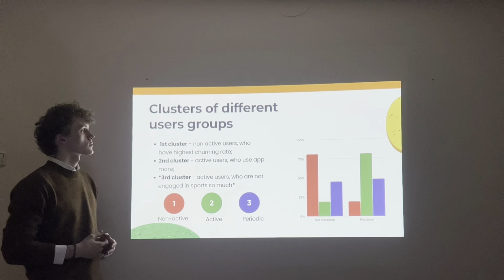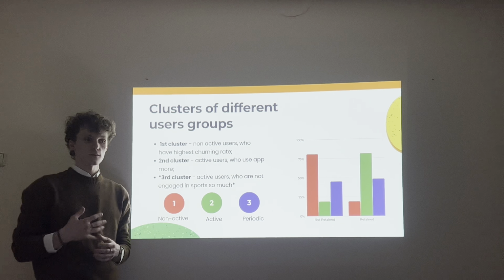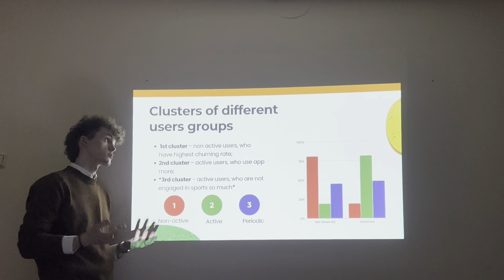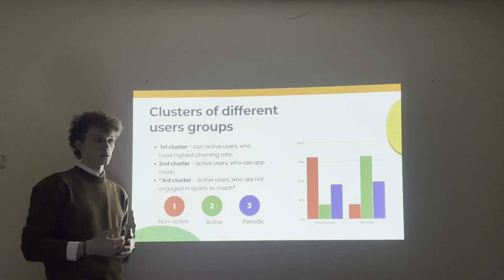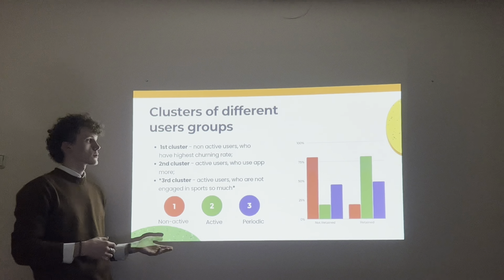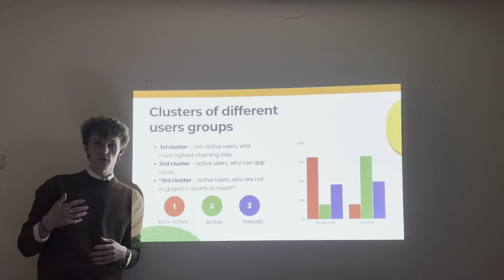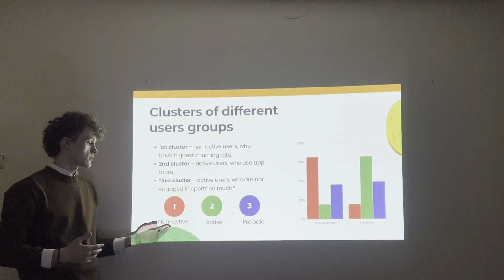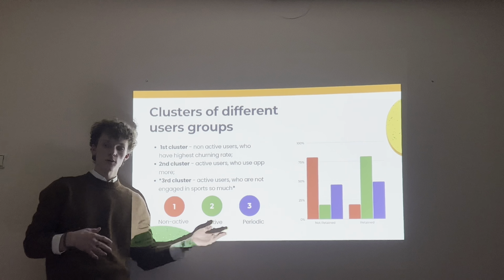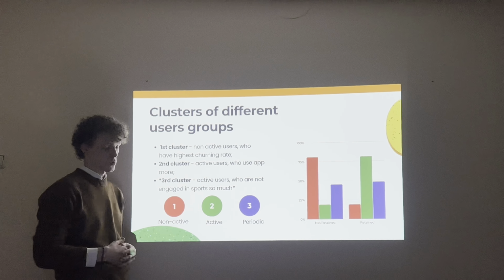And now, stepping forward in our machine learning part, where we actually spent the most time preparing, we want to provide you with the useful insights that we gained from the app. So in this part, we're gonna talk about the main groups of customers that exist in the app, and in short words, there are the non-active, active, and the so-called periodic user groups.